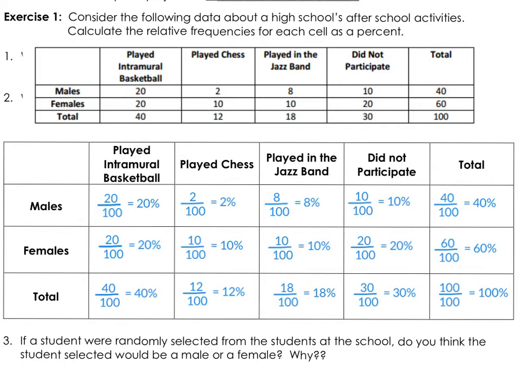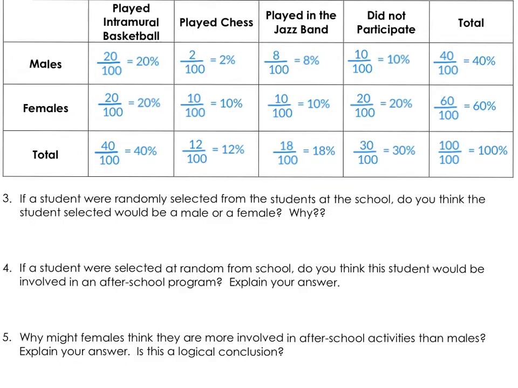Then all the totals. The total that played basketball was 40. 40 out of 100 is 40%. The total that played chess was 12. 12 out of 100 is 12%. The total that played in the jazz band was 18, so 18 out of 100, 18%. And then the total that did not participate was 30. 30 out of 100 is 30%. And the total was 100. 100 out of 100 is 100%, which is always going to be your 100% because it's always your total. Okay, now we're going to use these to answer some follow-up questions.